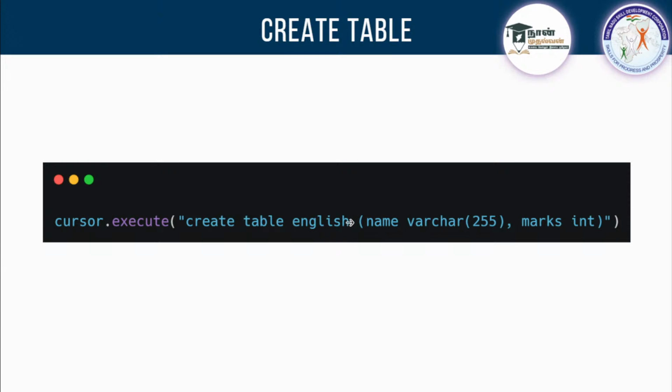So I'm going to store the English mark list. I'll create English, and inside the bracket, this will be the name of the column: first the name column and the marks column. Next to that you specify which data type it is. This belongs to the SQL language data types: varchar with a limit of 255, and then the marks is an integer.